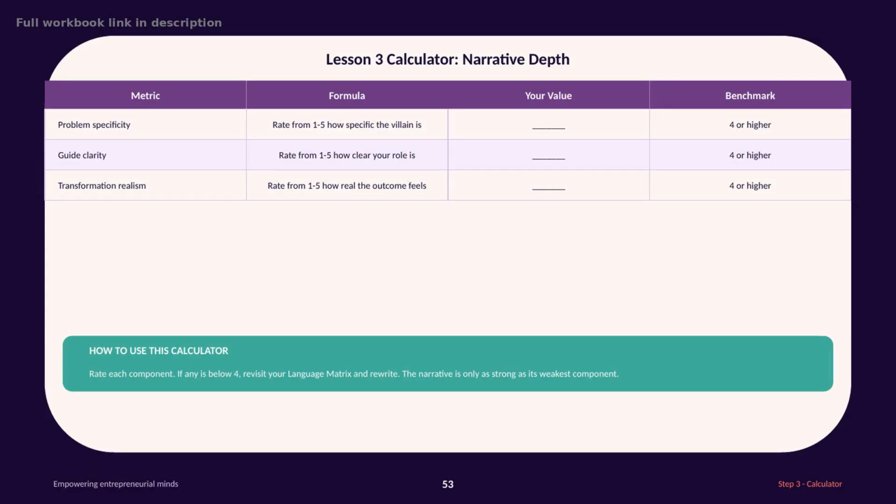Use the calculator to measure the depth of your narrative. Rate each component from 1 to 5. For problem specificity, aim for 4 or higher. For guide clarity, aim for 4 or higher. For transformation realism, aim for 4 or higher. If any is below 4, revisit your language matrix and rewrite. The narrative is only as strong as its weakest component.